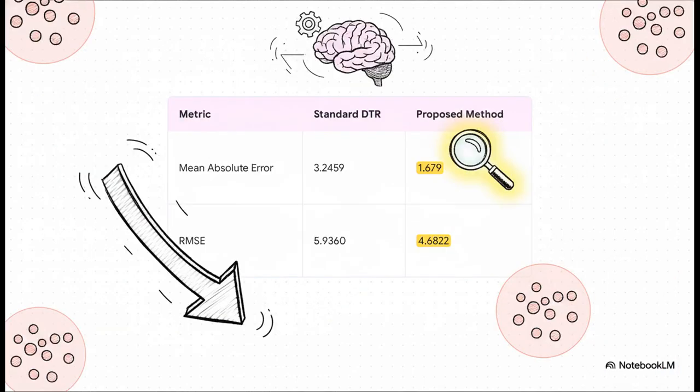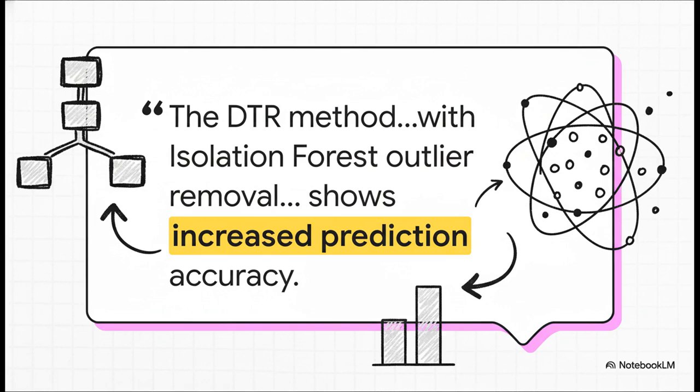And if you're still not convinced, just look at the error rates. For these numbers, lower is always better, and the proposed method didn't just slightly reduce the error, it cut the mean absolute error nearly in half. That is a massive, massive improvement in performance. And the researchers' conclusion really says it all loud and clear. Teaming up the decision tree with the isolation forest outlier removal method demonstrably, without a doubt, increases prediction accuracy. The experiment was a huge success.